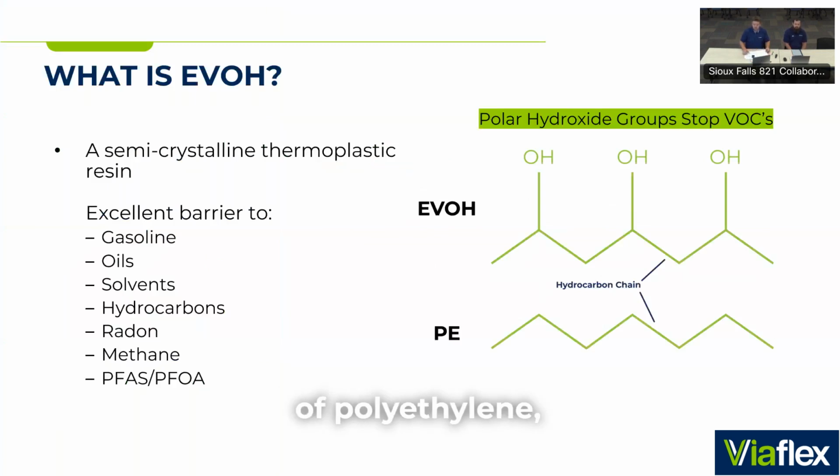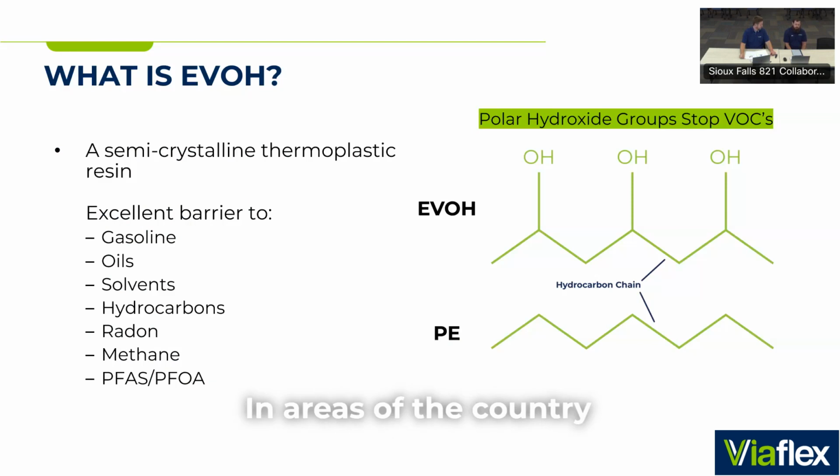So what is EVOH? Many people have heard of polyethylene, but EVOH is a little bit more obscure. It's a semi-crystalline polymer with a primarily ethylene backbone with hydroxyl groups on it. The crystalline nature of it serves some negatives. It is brittle. It does make some of the physical properties a little more challenging. But it is an excellent vapor barrier to things like gasoline, oil, solvents, typical hydrocarbons.